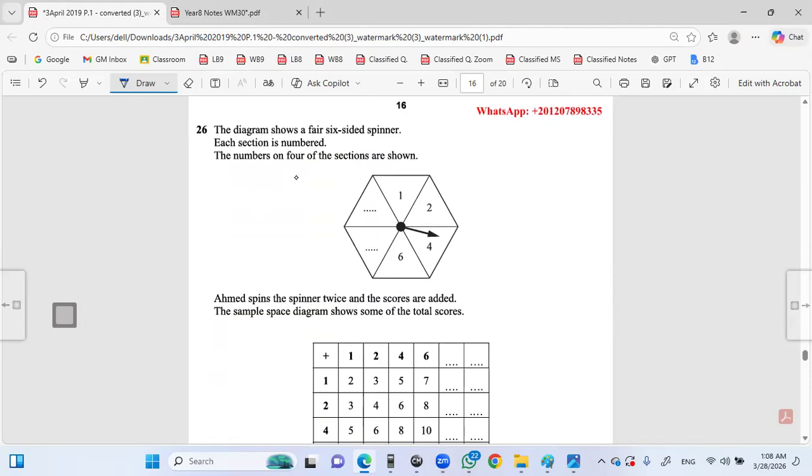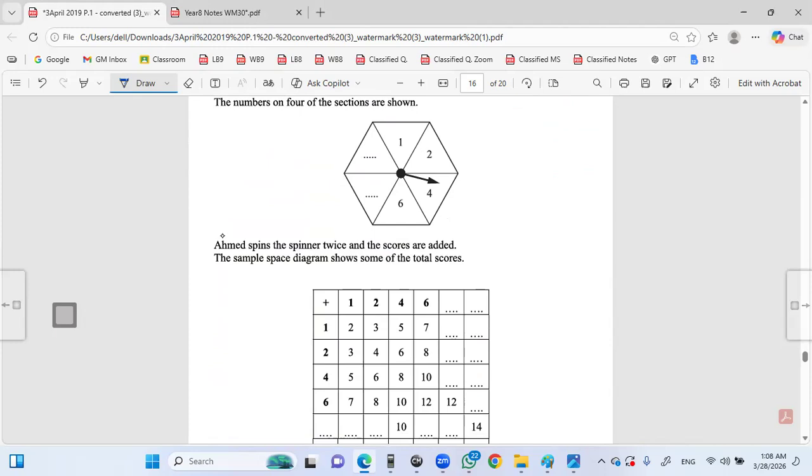Here they're telling you that the diagram shows a fair six-sided spinner. Each section is numbered. The numbers on 4 of the sections are shown, 1, 2, 4, and 6. But there are 2 other sections that are missing. Ahmed spins the spinner twice, and the scores are added.